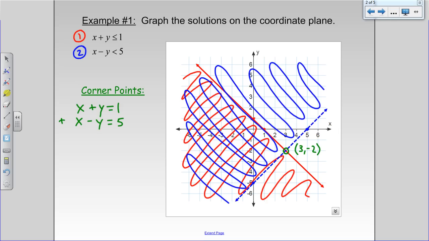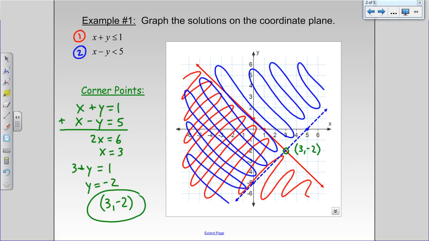So if we solve the system by elimination, we can add the equations and find x equals 3, and then we can substitute back into equation number 1 to find y equals -2, thus identifying the corner point algebraically as the point (3, -2).